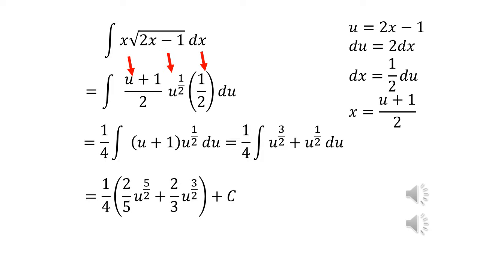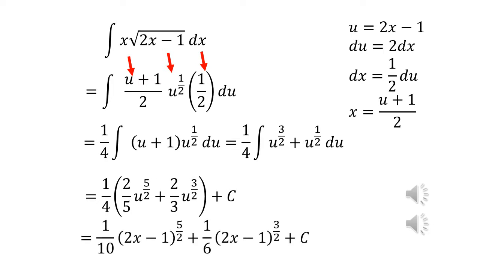We can integrate that term at a time, adding 1 to the power and dividing by the new power, to give us 1/4 times the quantity 2/5 u to the 5/2 plus 2/3 u to the 3/2, plus, of course, the obligatory constant c. If we distribute the 1/4 to each term and back substitute 2x minus 1 equals u, then we get the final result: 1/10 of 2x minus 1 to the 5/2 plus 1/6 of 2x minus 1 to the 3/2 plus c.